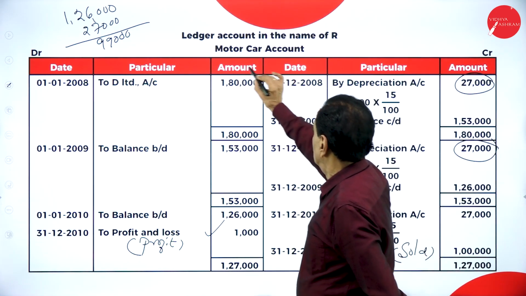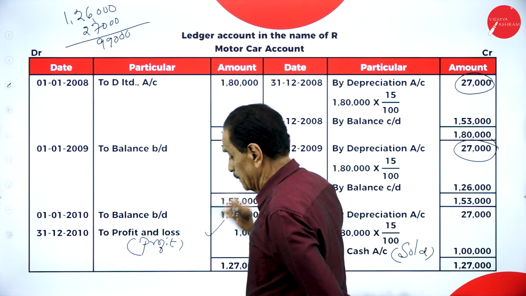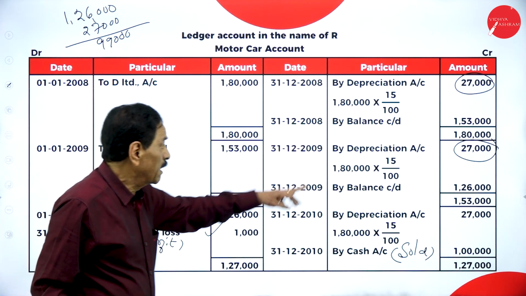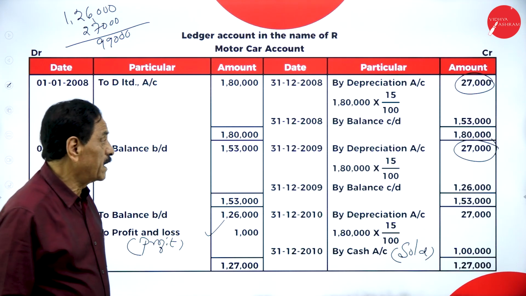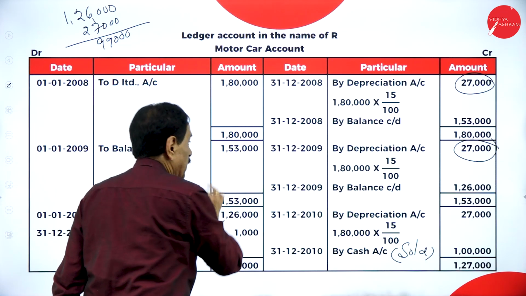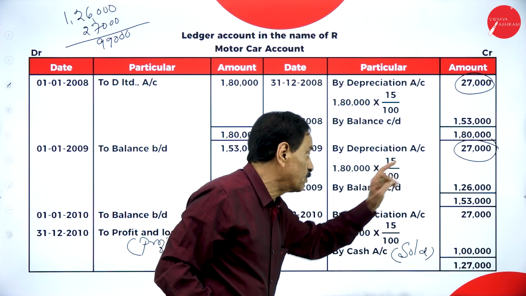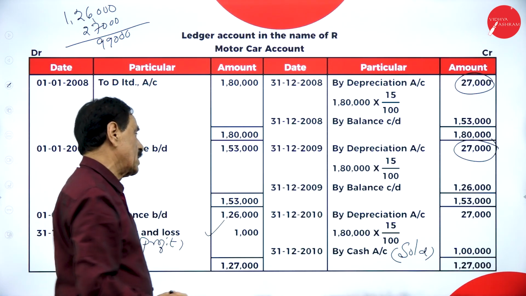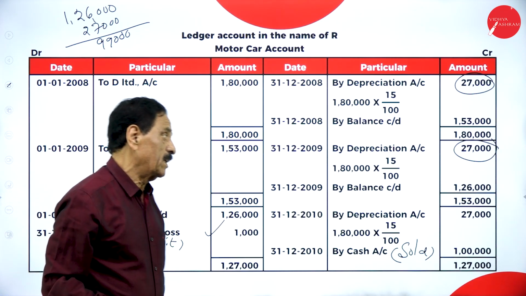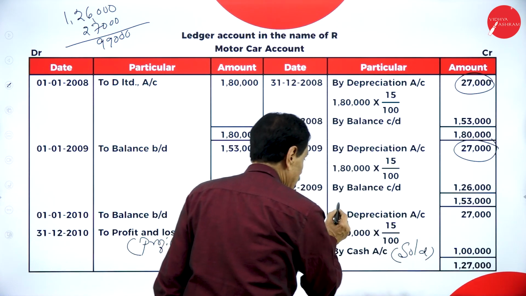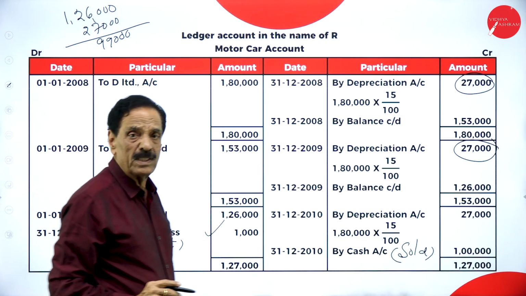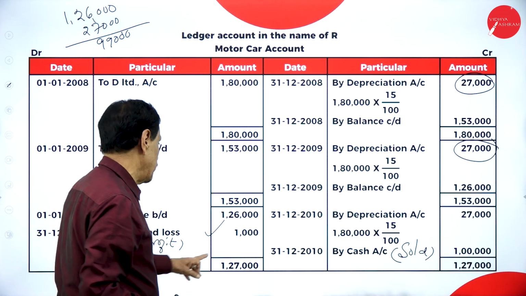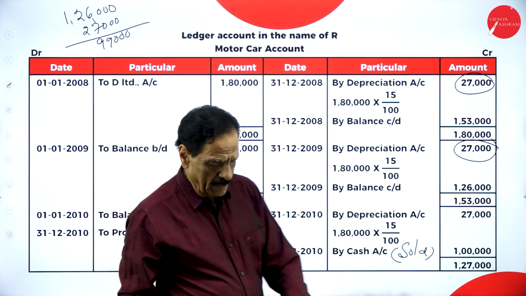So I will repeat. Motor car account debit to D Limited 1,80,000. By depreciation 27,000, if we deduct, it becomes 1,53,000. Brought down 1,53,000. Depreciation is 27,000. Balance is 1,26,000, brought down 1,26,000. By depreciation 27,000, the balance carried down would have been 99,000, but it has now been sold for rupees 1 lakh at a profit of 1,000. Then move on.